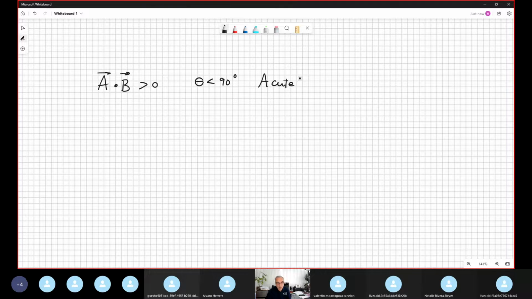This is important, guys. Suppose I do the dot product of the two vectors. I have no idea, but the answer is positive: positive 5, positive 7, positive whatever. Entonces, you suppose immediately, without determining the angle, less than 90 degrees. That's acute. That's in the first quadrant.